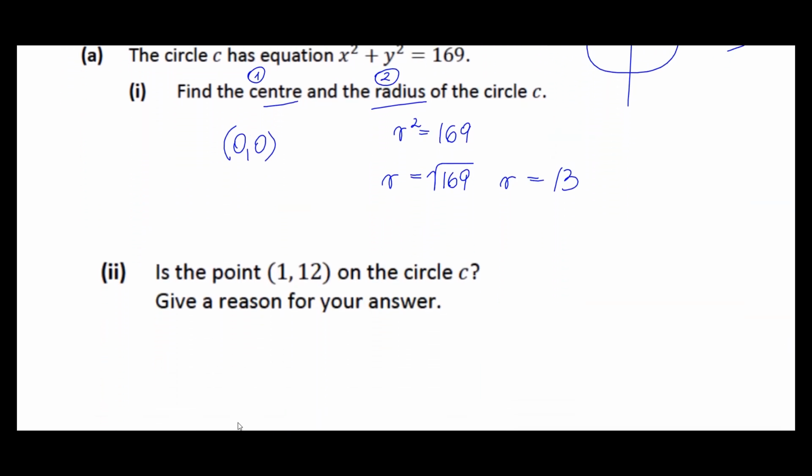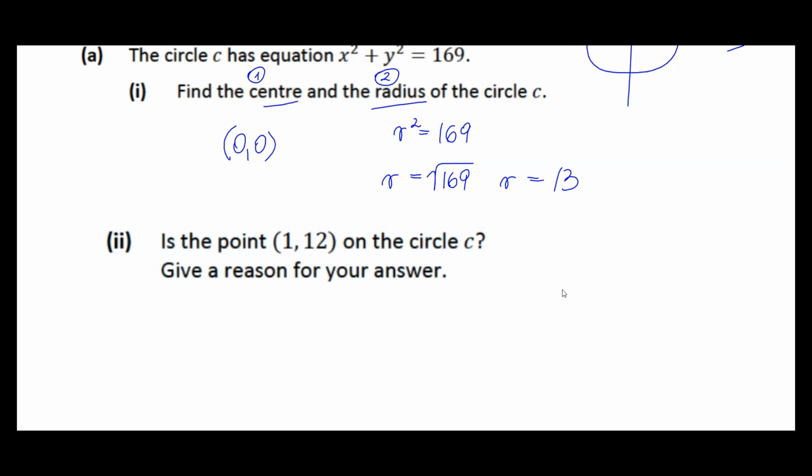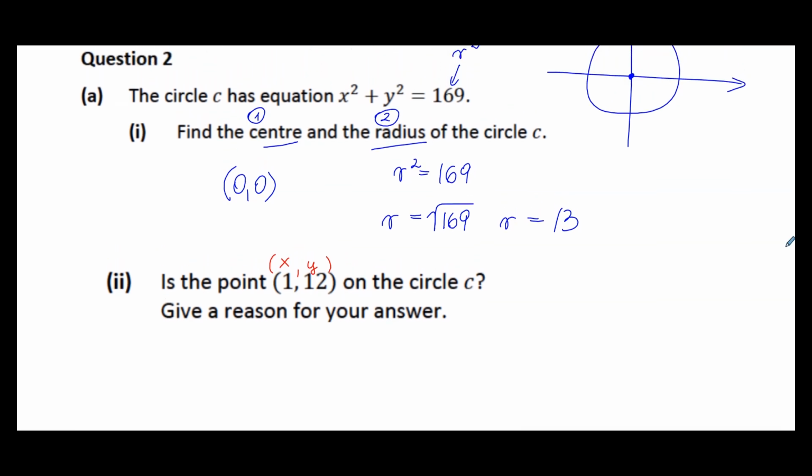That's perfect. Now, the second part of this question is asking: is the point (1, 12) on the circle C? Give a reason for your answer. When it comes to a point on a line, it doesn't matter whether it is, like in this case, a circle that is bent, or a straight line, or a curved line, any line. The point is that the coordinates of any point represent x and y. So in my equation, circle, function, line, any of them, the x and y in the equation represent the coordinates of every point that creates that line.